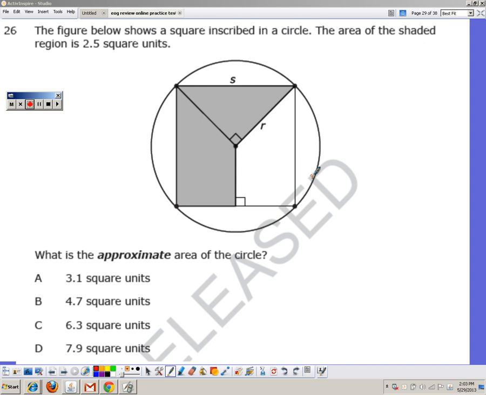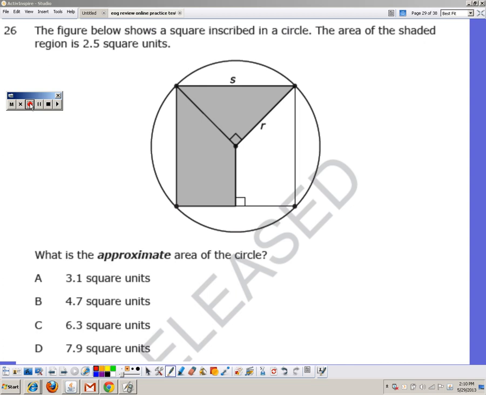As you can see, they have a radius but no number for us. They have a side of the square called S. And then as you can see, it is a triangle inside. Does everybody see that? Yes. Okay. The only thing they tell you is that this whole part right here is 2.5 square units.